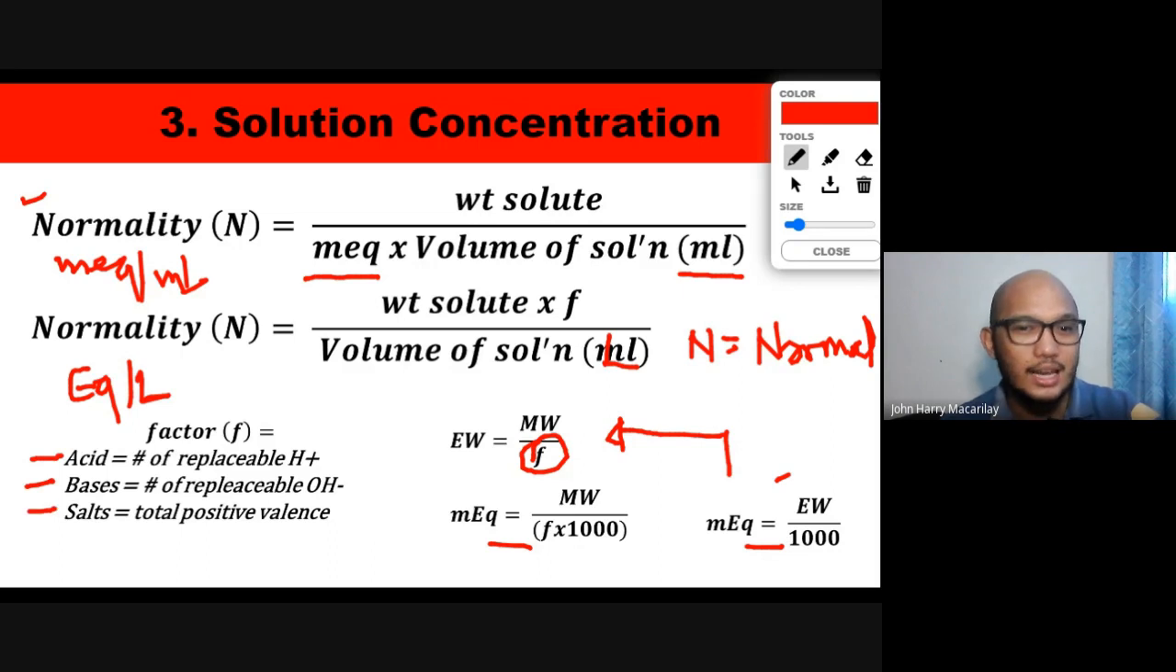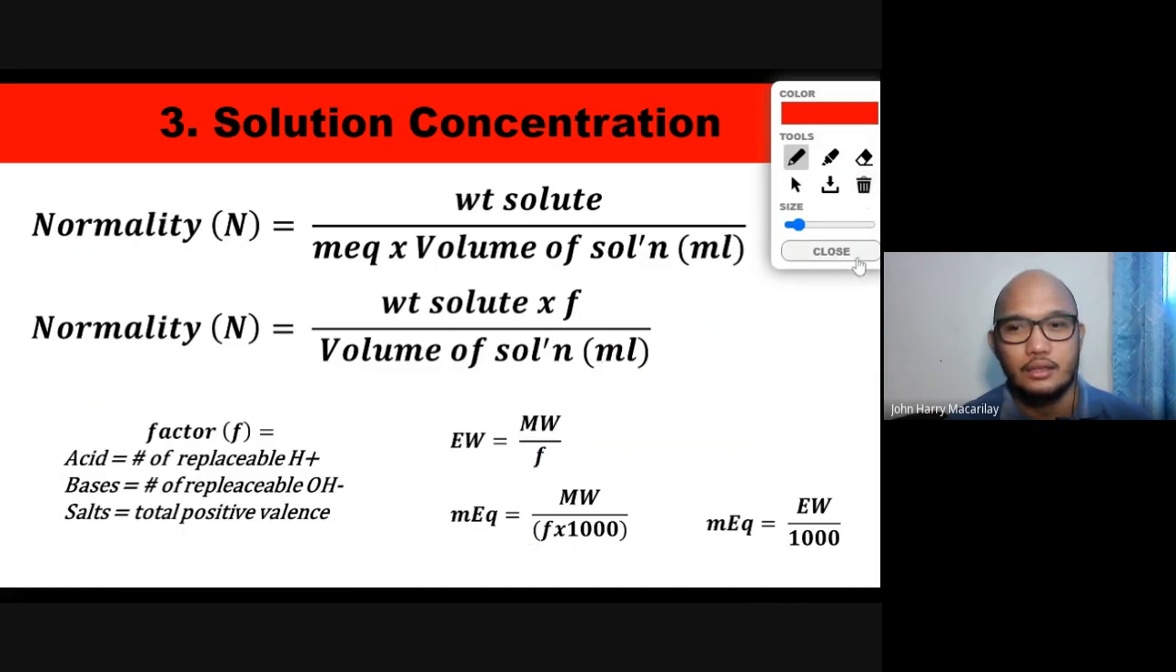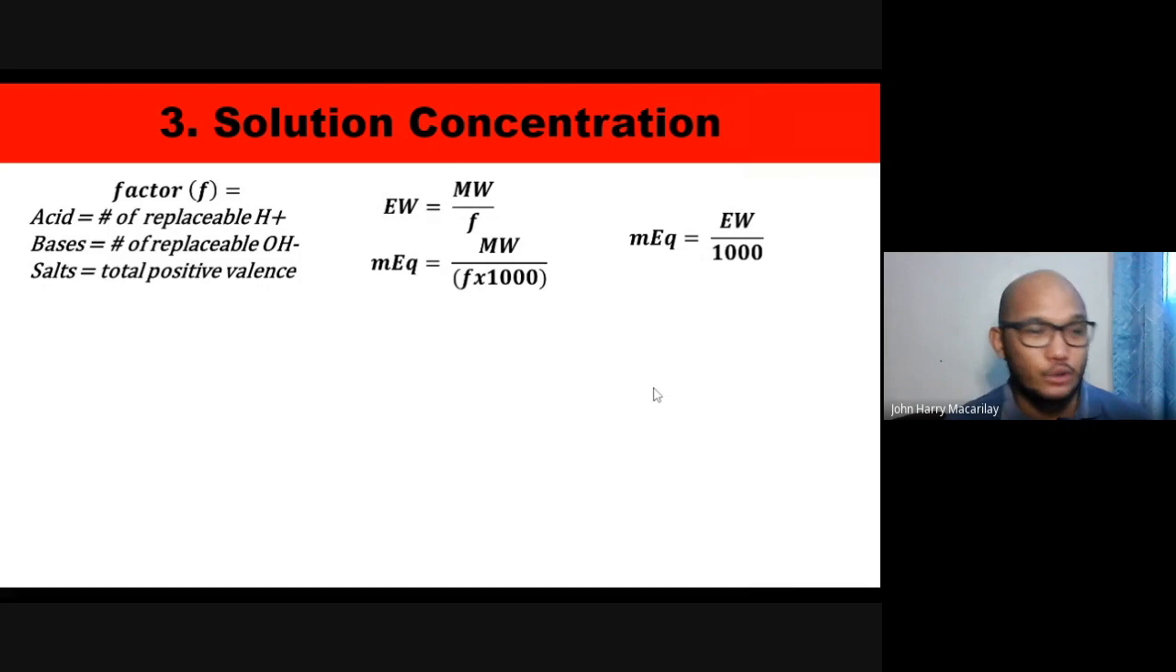So for acids, it is the number of replaceable hydrogen. For bases, it is the number of replaceable hydroxyl ion. And then for salts, it is the total positive valence. So again, please remember the following principles. Okay? So let's have an example of the milliequivalent. So let's have the factor first.